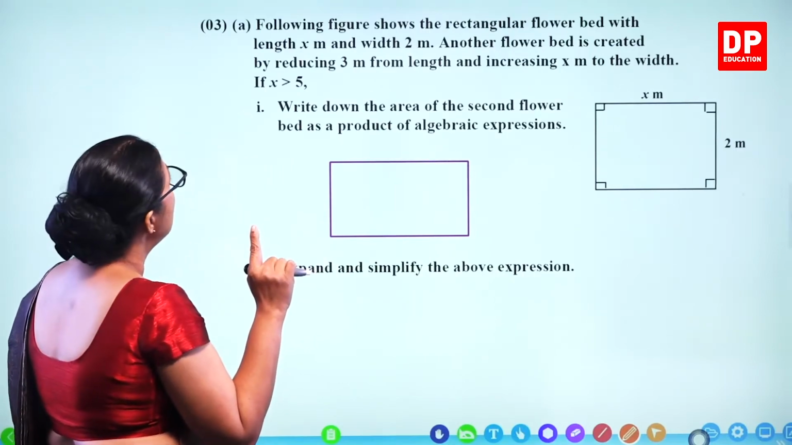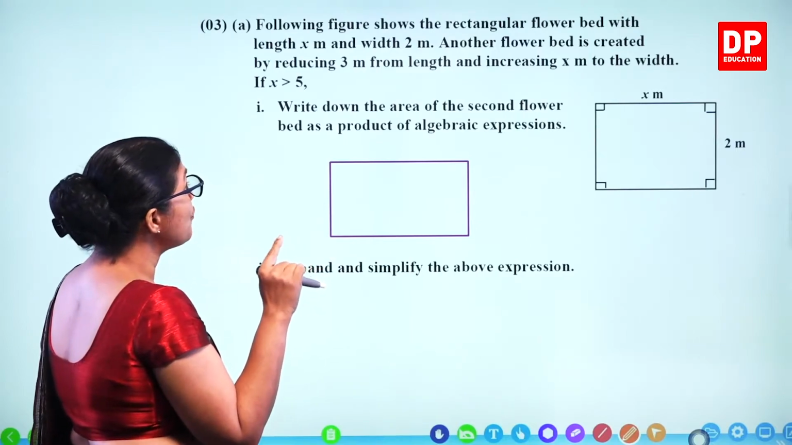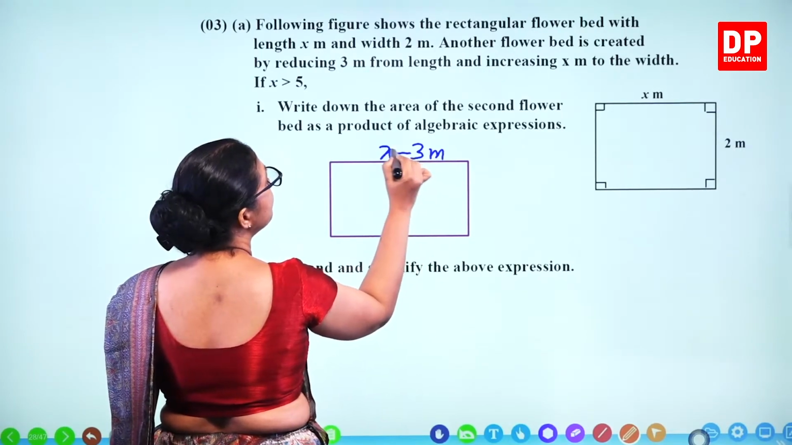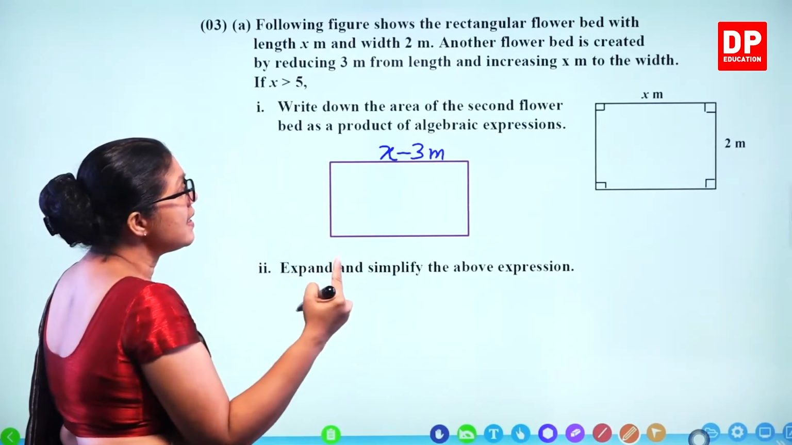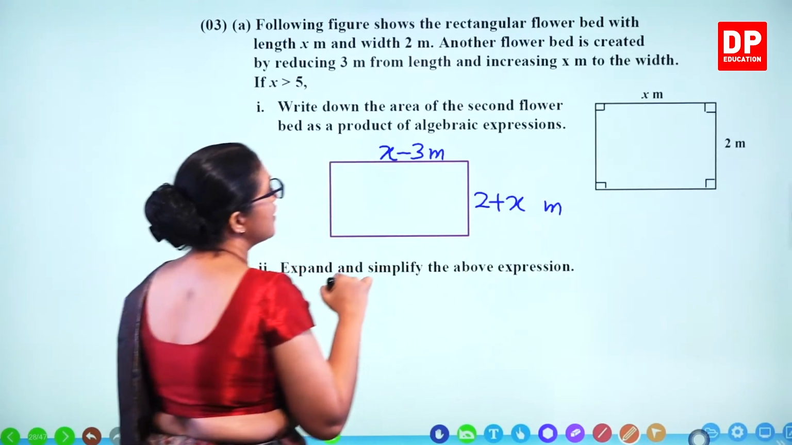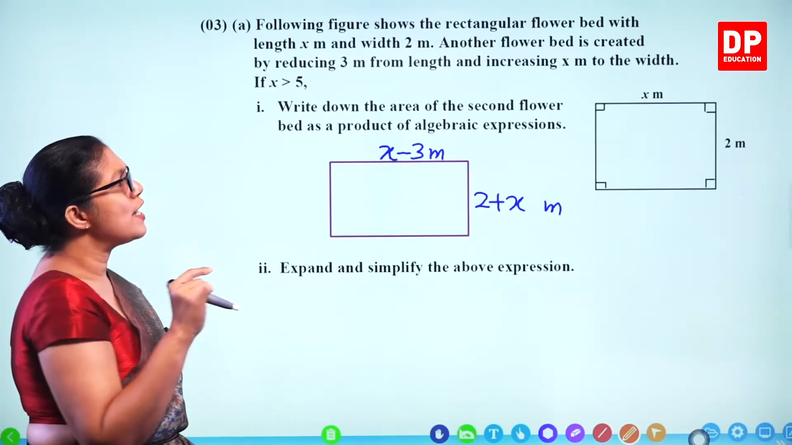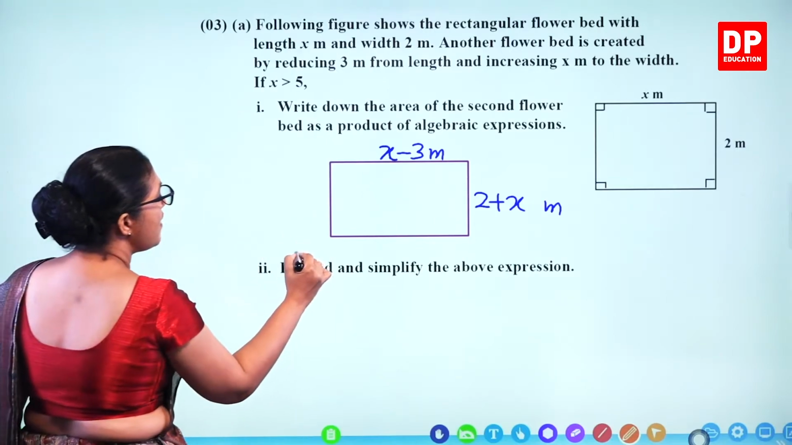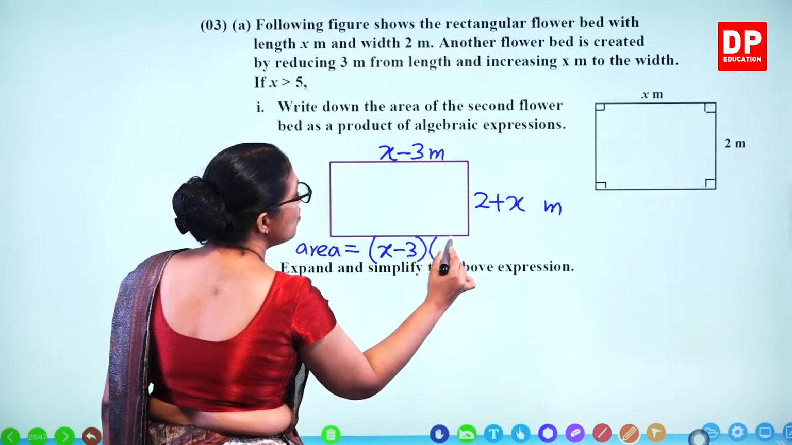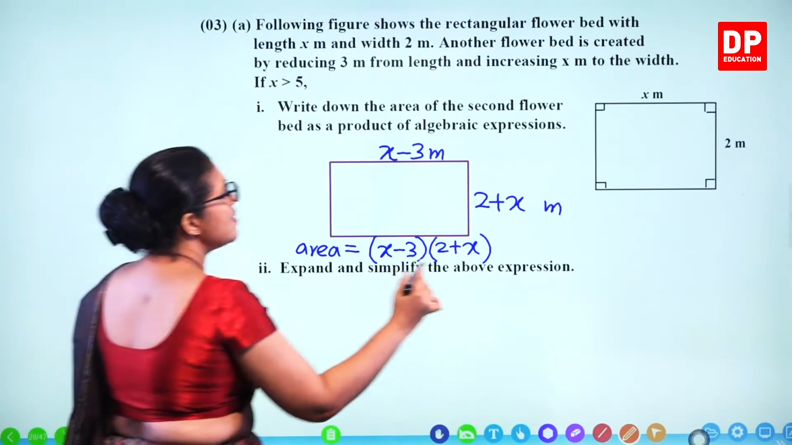It says another flower bed is created by reducing 3 meters from the length. So now the new length is x minus 3. And increasing x meters to the width. So 2 plus x is the width. Now write down the area of the second flower bed as a product of algebraic expressions. So what's the area? Area is the multiplication of the two values, length into width. That's in square meters.